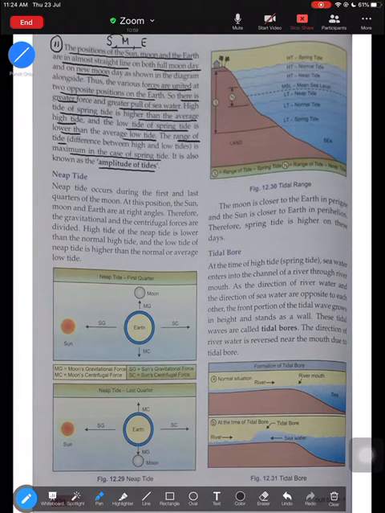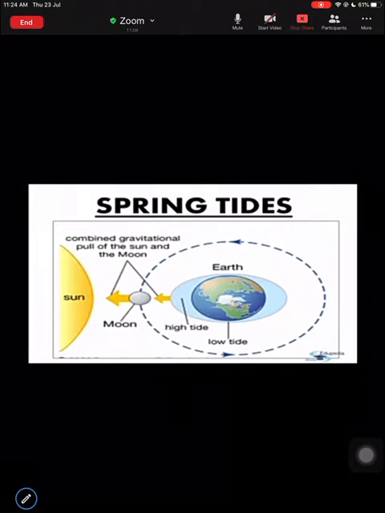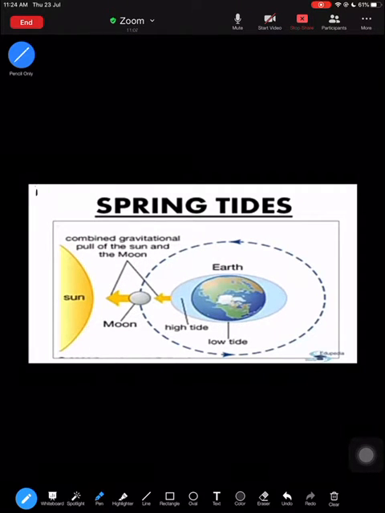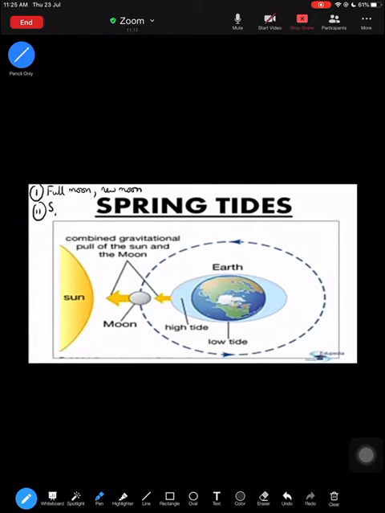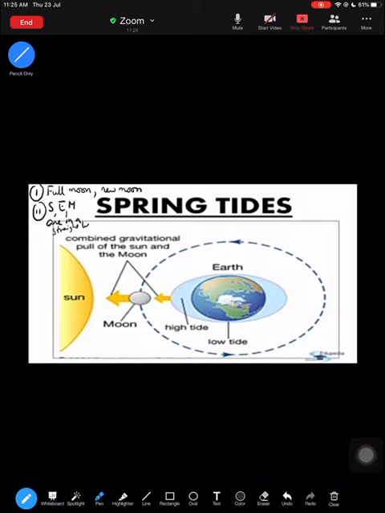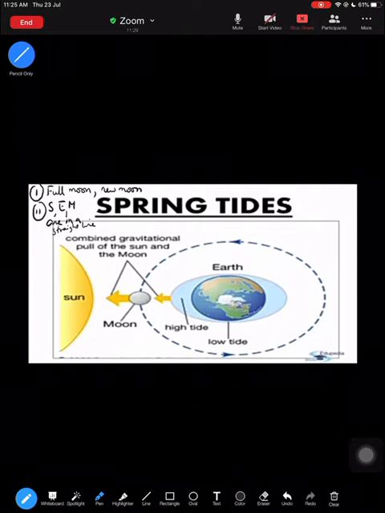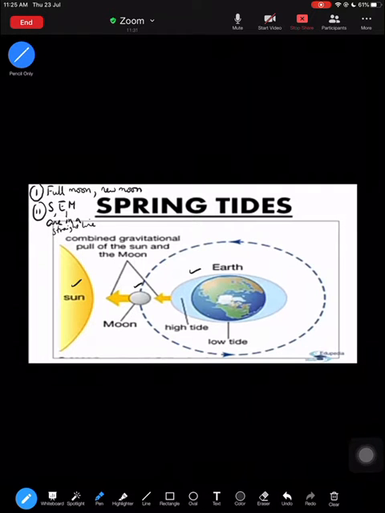Now I'll quickly explain what we've underlined just now. So this is a picture of your spring tide. The first thing we learned, that spring tide takes place on a full moon and new moon day. Okay. Second thing we learned, that sun, earth and moon are in a straight line. Two things you have to remember for spring tide is that they take place on a new moon and full moon. New moon and full moon meaning the sun, the moon and the earth are all in a straight line. So what happens when they are in a straight line?